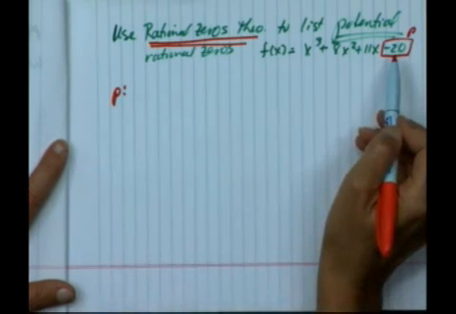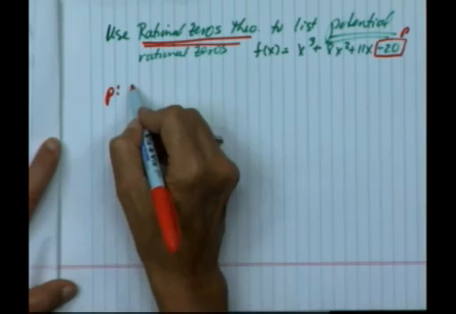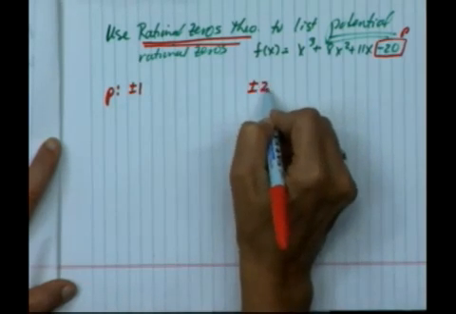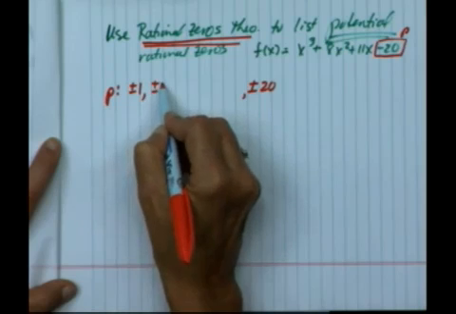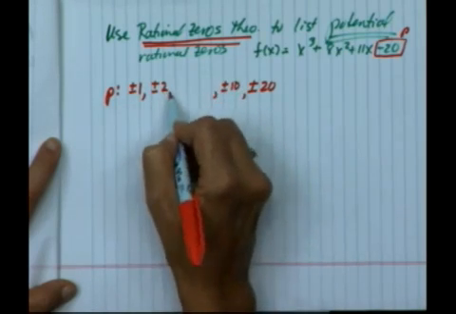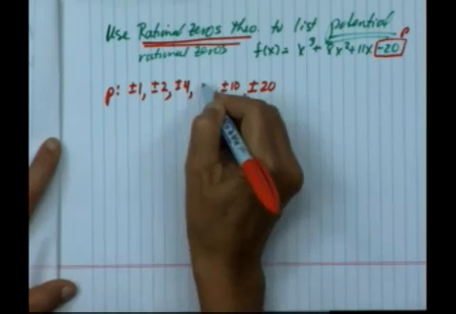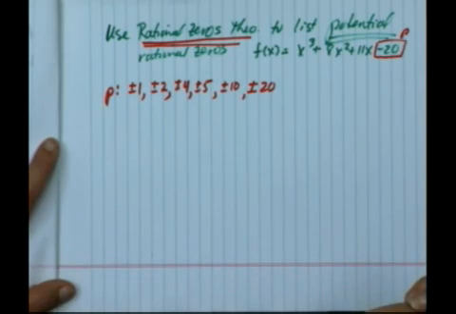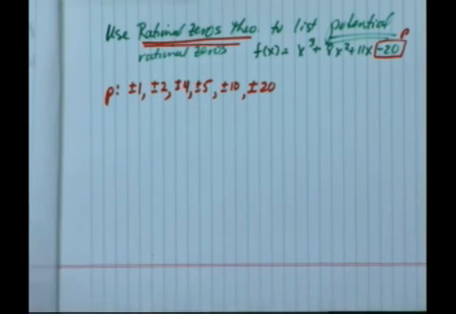What are all the numbers you can multiply together that will come out to negative 20? Plus or minus 1 and plus or minus 20. What's the next one? Plus or minus 2 with plus or minus 10. What's the next one? Plus or minus 4 with plus or minus 5. Okay?